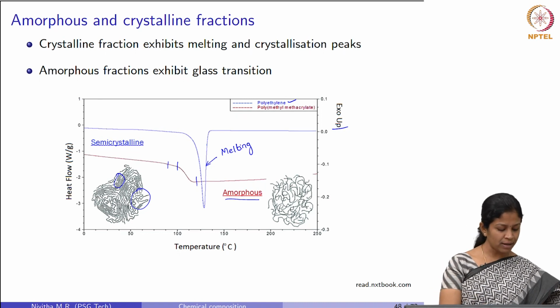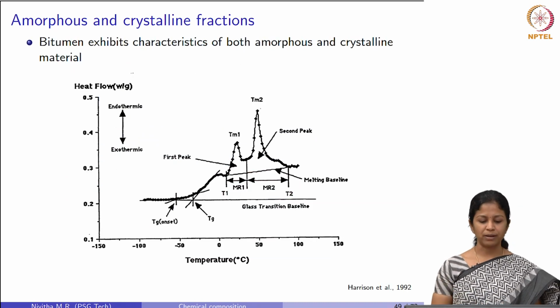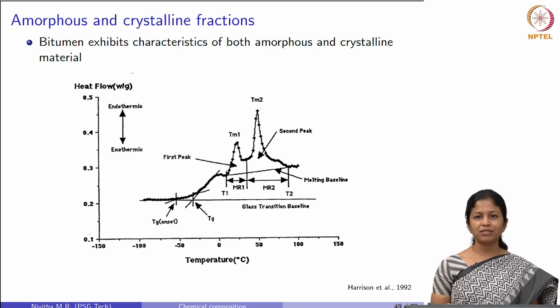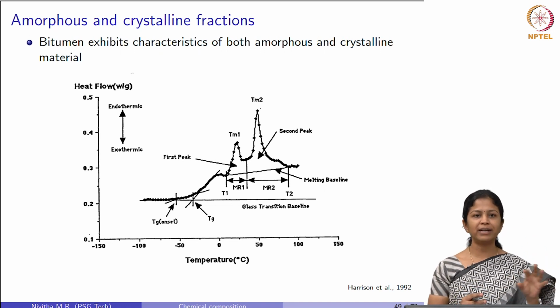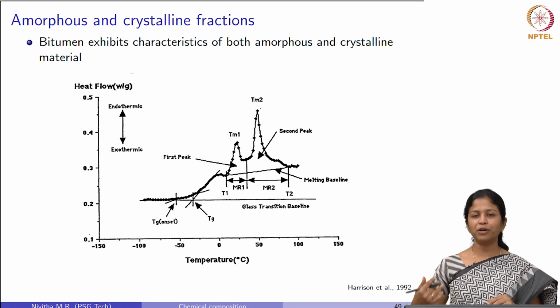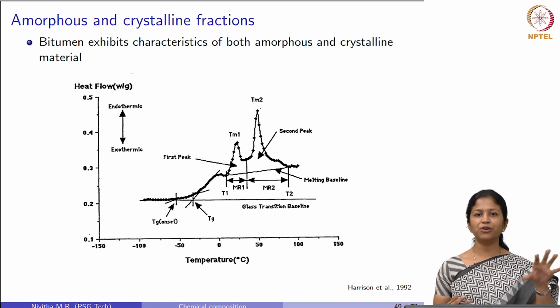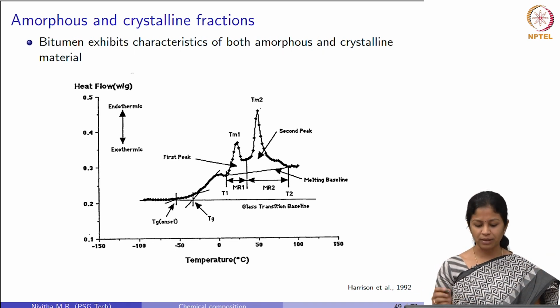Now, let us look at the DSC plot of our bitumen. Bitumen exhibits characteristics of both amorphous and crystalline fractions. It has an amorphous fraction, which we said is because of the aromatic content in bitumen, and a crystalline fraction, mostly due to the alkane fraction which is present in bitumen.